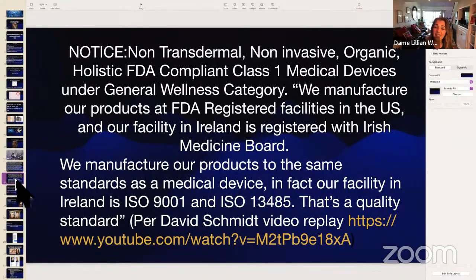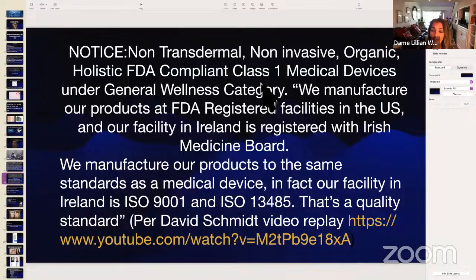So I also want you to notice that these are non-transdermal patches. So what does non-transdermal mean? Transdermal means into the dermis. Dermis is your skin. So nothing transfers into your skin when you wear this phototherapy patch. Cell activation patch. It's non-invasive. So nothing is being absorbed or penetrated into the skin. It's just a mechanical device that reflects back your infrared light into your body to create this effect. They're organic because all the crystals are organic, as I mentioned before.